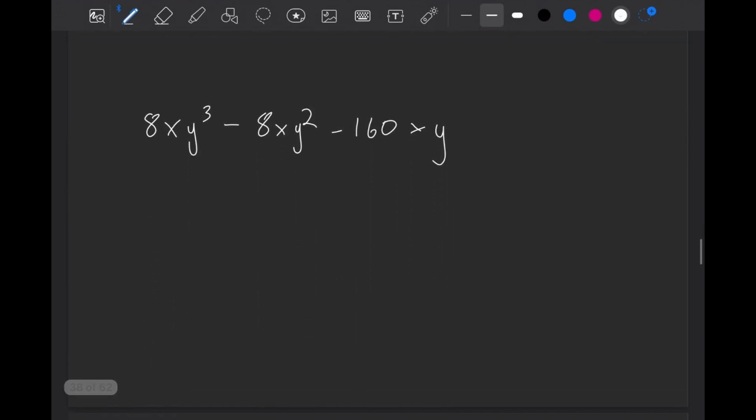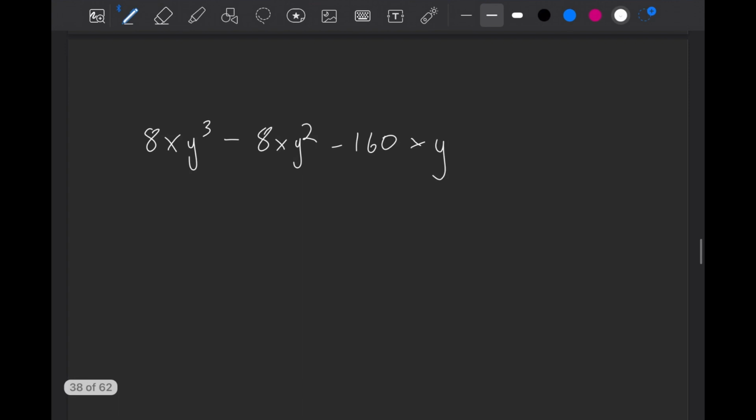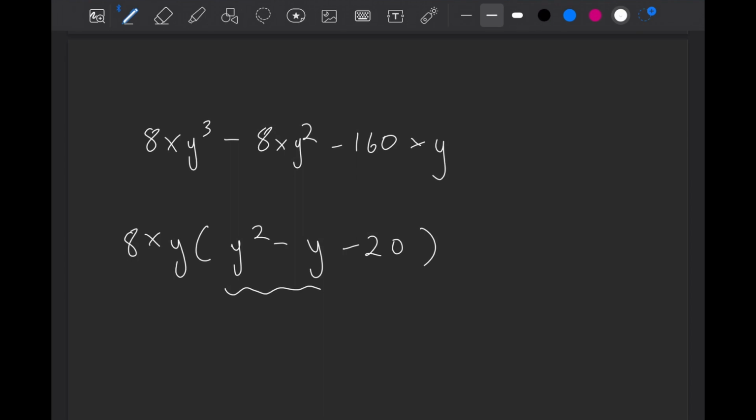Now let's try a little bit more complicated one. My recommendation is to always simplify and factor out anything that you can first. In this one, you can factor out 8xy from each and every term to give you y squared minus y minus 20. And from there, we would now want to guess and check.